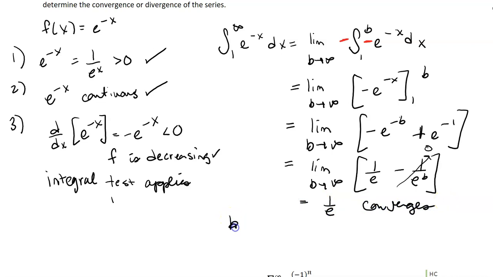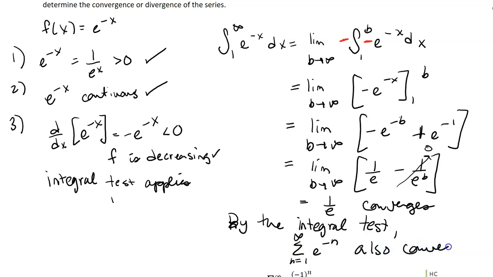So by the integral test, we can say that the sum from 1 to infinity of e to the negative n also converges. Okay, if you are writing out your work for this problem, I do expect to see all of these steps, okay? If you're working in WebAssign, it may just ask you, does it converge or not? But if you're actually working through the problem, this is what's important. Can you work your way through this process?